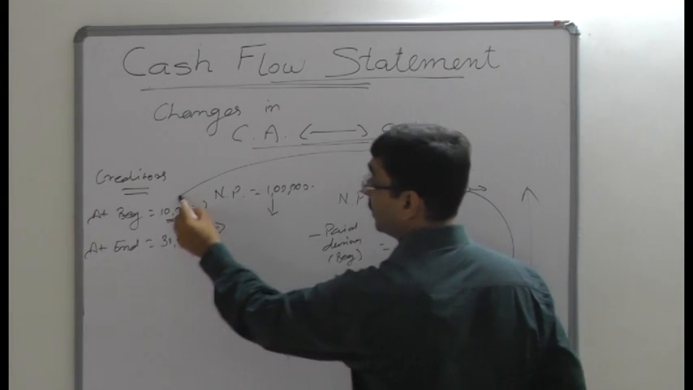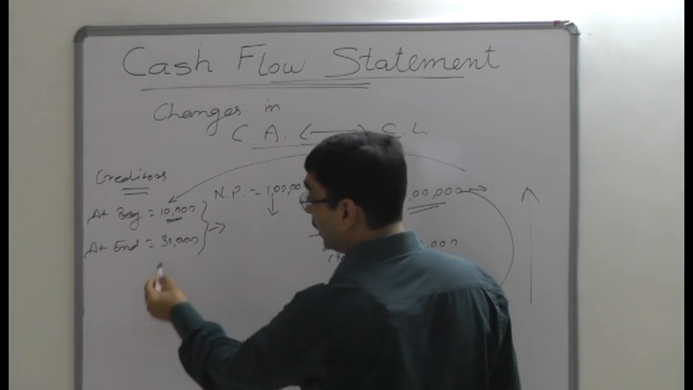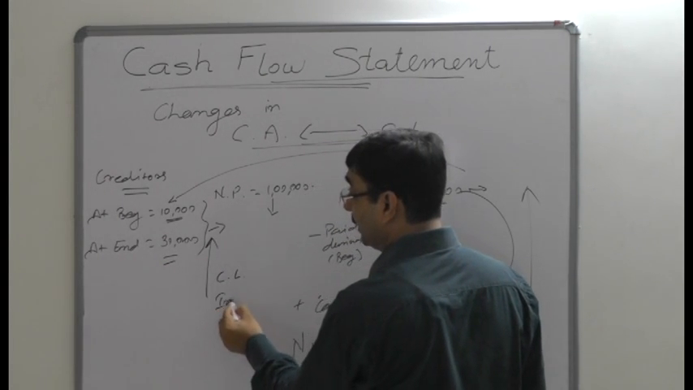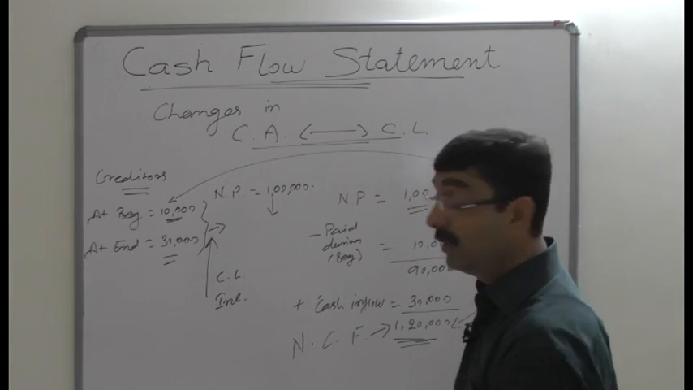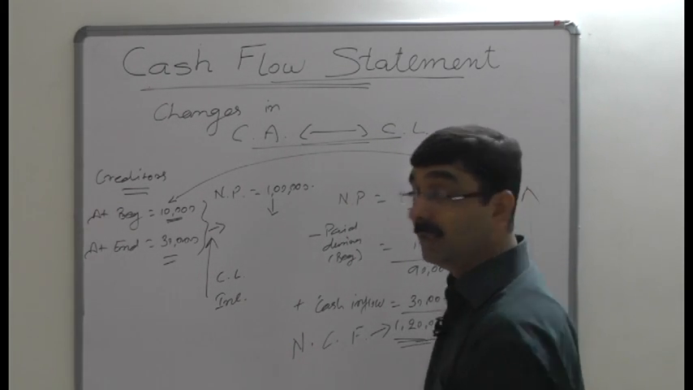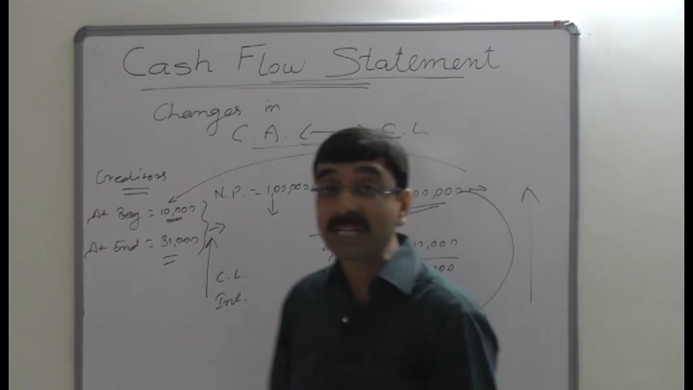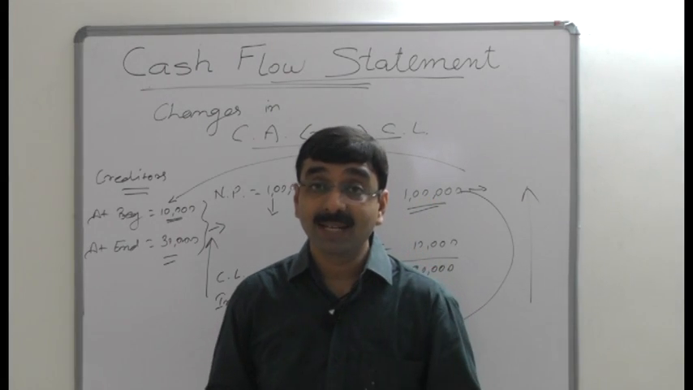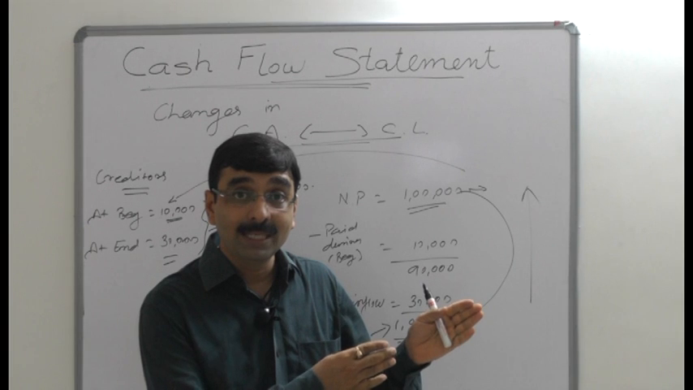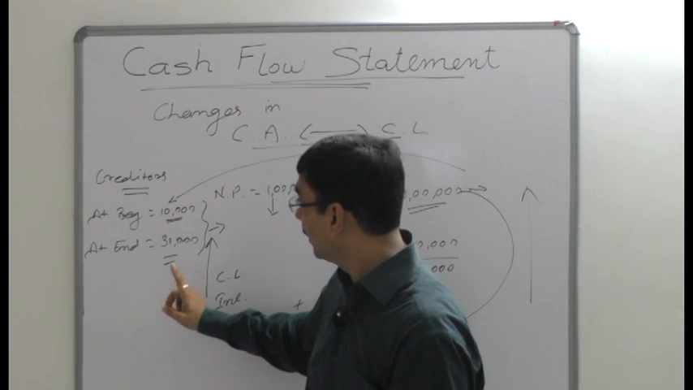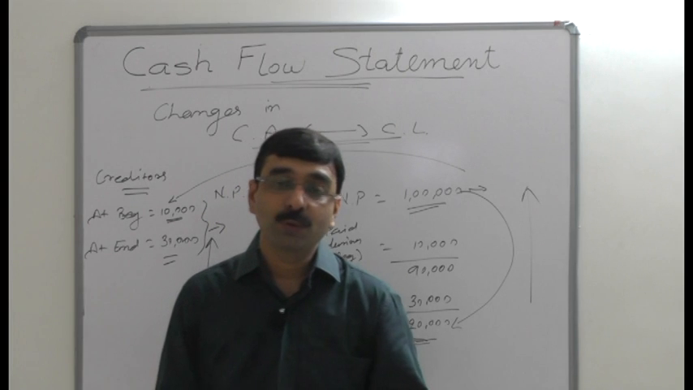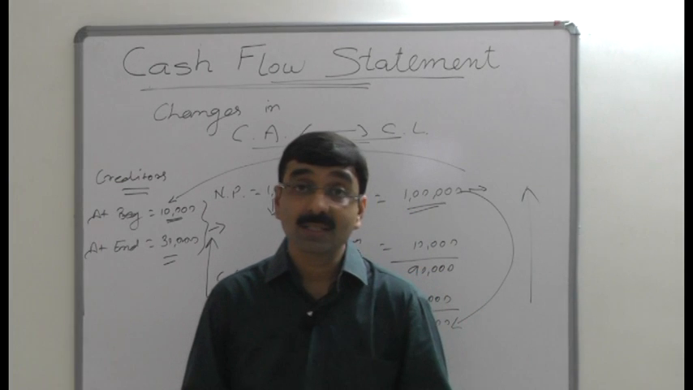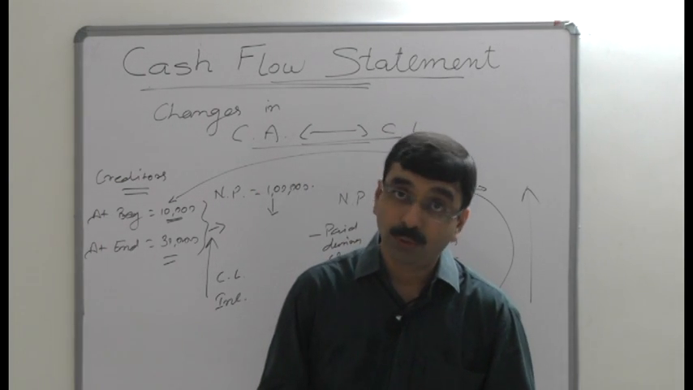Now see the creditors. The beginning creditors were 10,000, the end creditors are 30,000. It means the current liability is also increasing. So it is derived that the net cash flow is increasing due to the increase in current liabilities. The formula designed out of this transaction is: net cash flow increases due to an increase in current liabilities, and cash flow decreases due to a decrease in current liabilities. So this is the change of cash inflow and outflow.